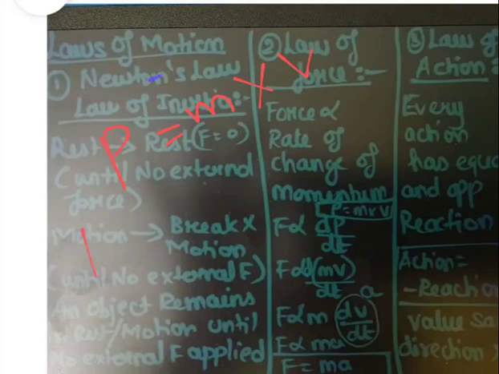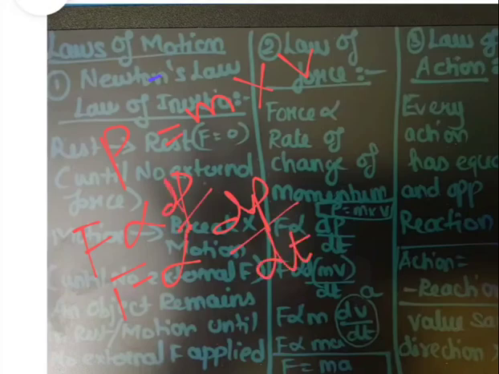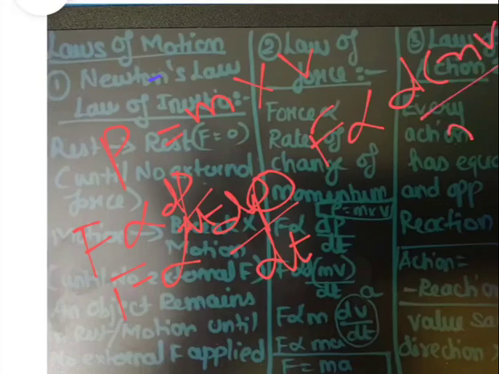So here force is directly proportional to the rate of change of momentum, dp by dt. So it's not directly proportional to momentum, it is directly proportional to the rate of change of momentum. So for this p we can apply f is directly proportional to d into mv divided by dt.